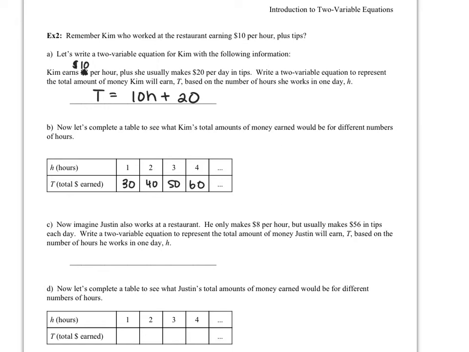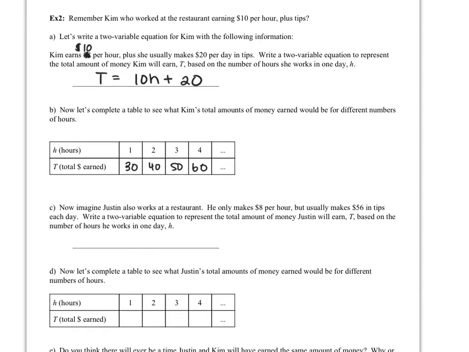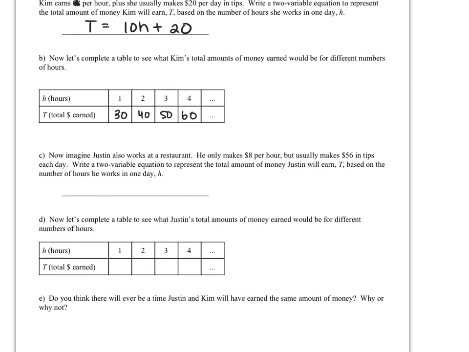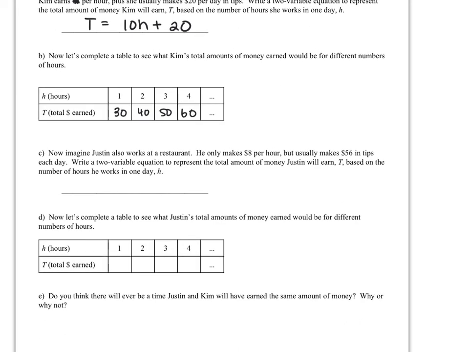So just something to think about, that sometimes there's going to be restrictions on numbers that we can put in our table and equations. Now let's imagine that Justin also works at a restaurant. He only makes $8 per hour, so he's making less per hour than Kim, but he usually makes $56 in tips each day. Let's write a two-variable equation to represent the total amount of money Justin will earn, which we're still calling T, based on the number of hours he works in one day, which we're still calling H.